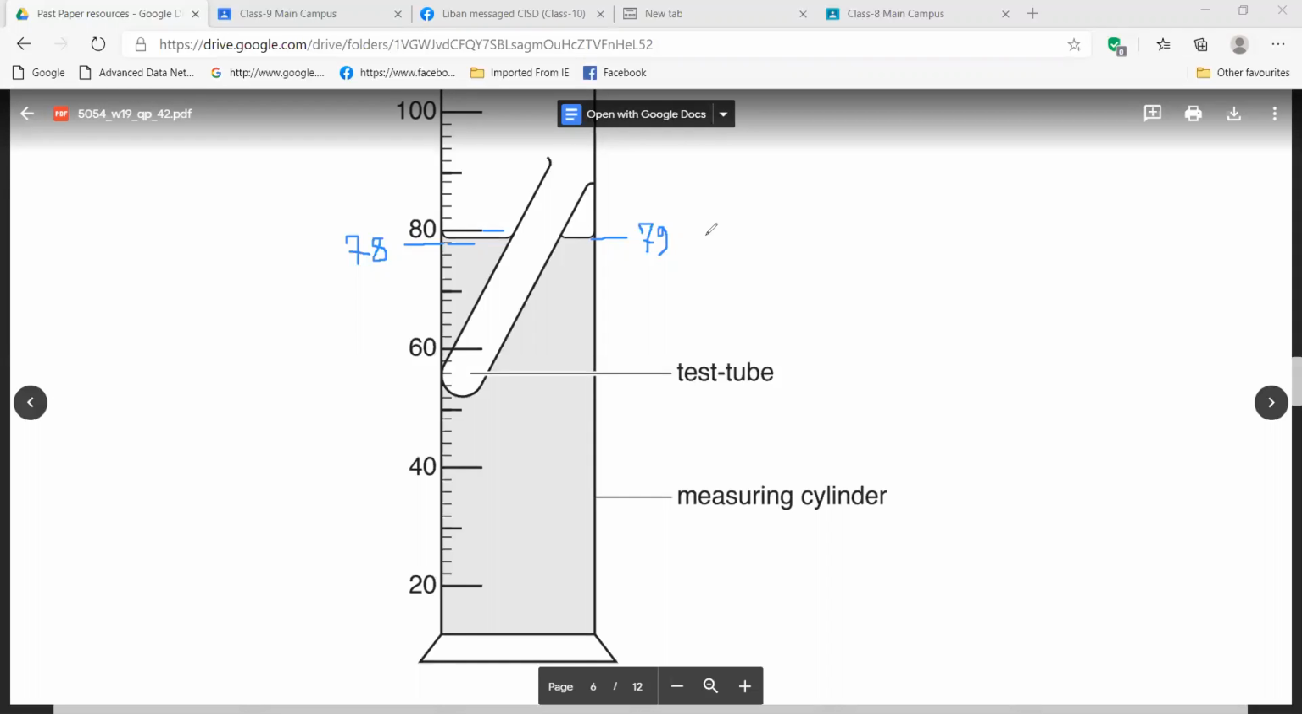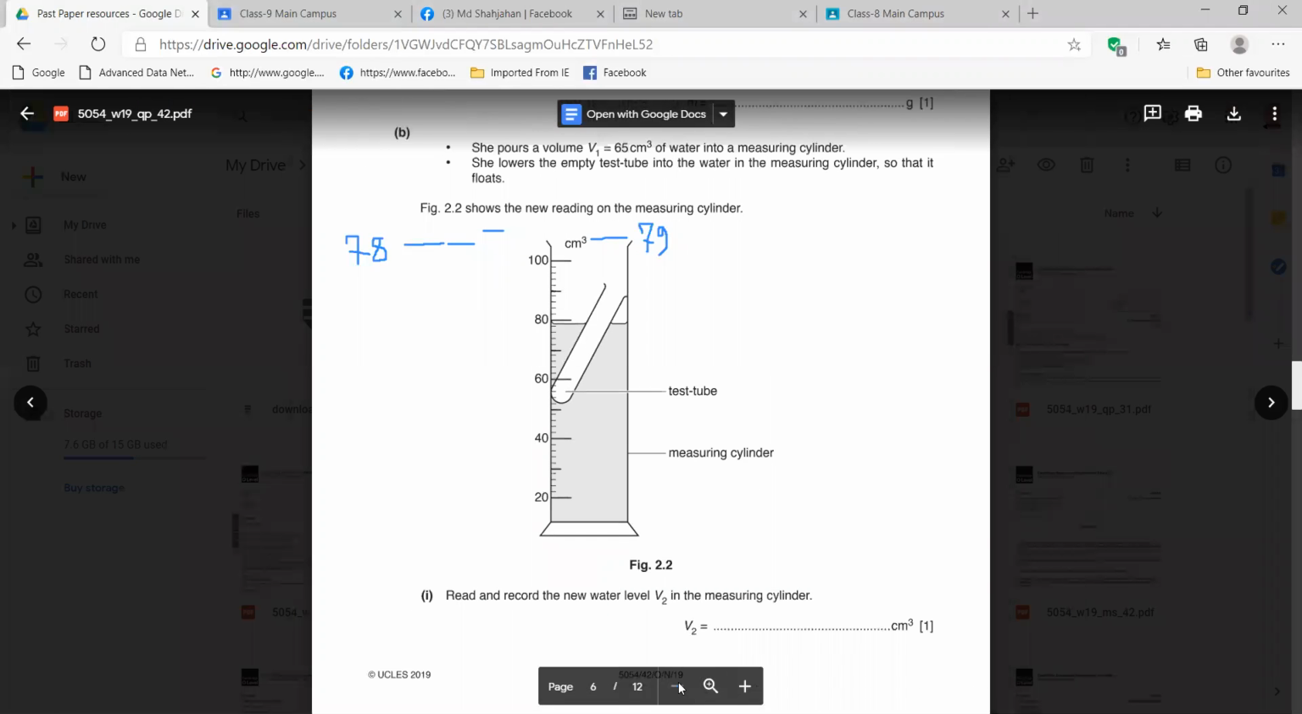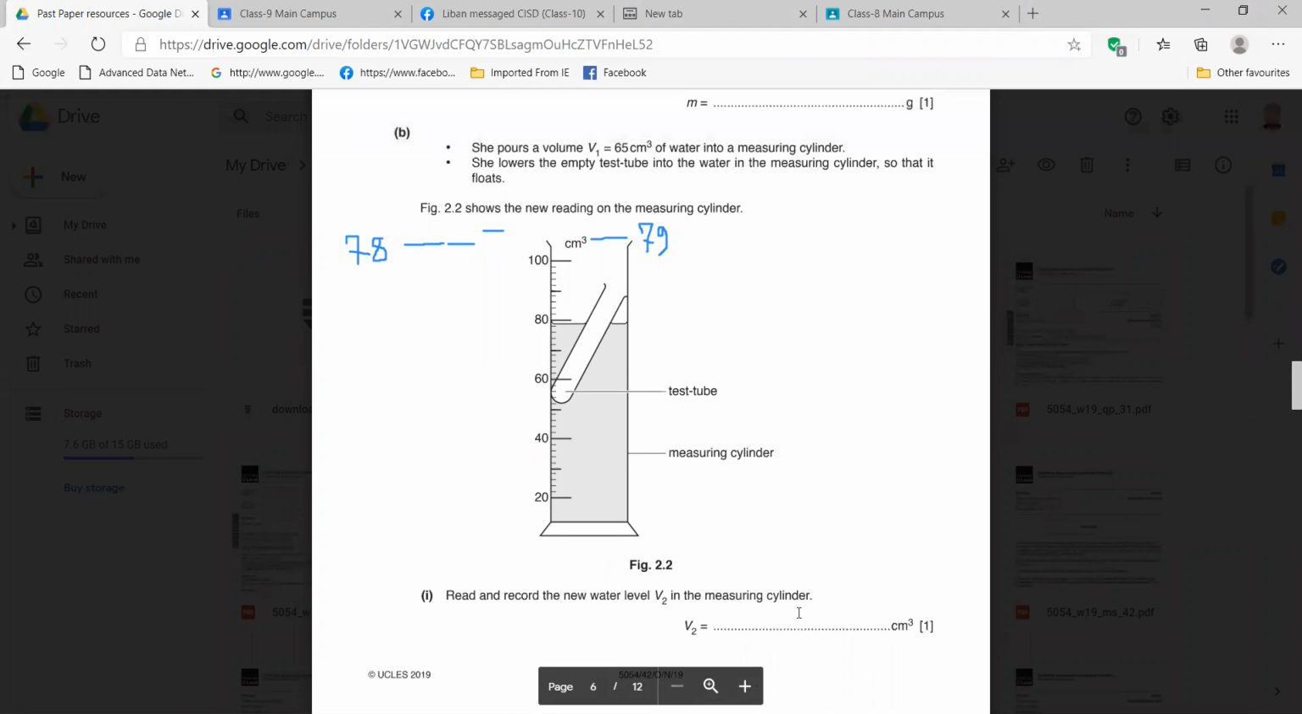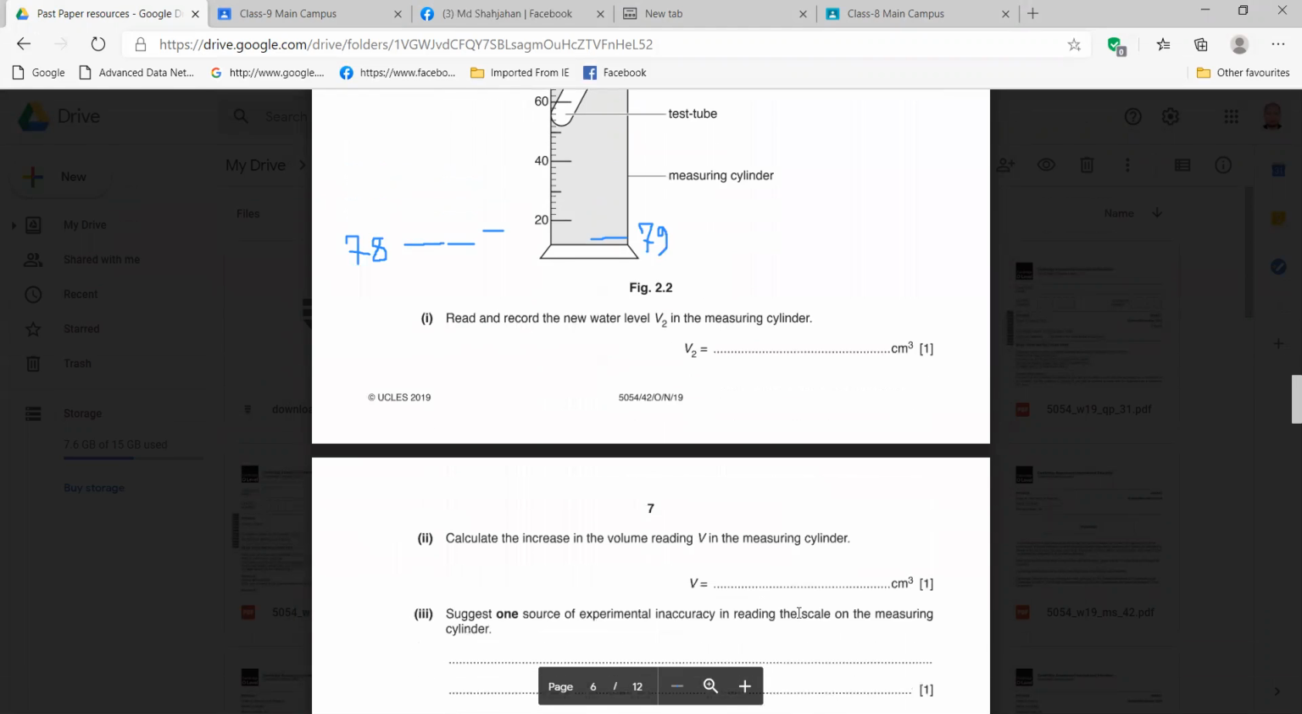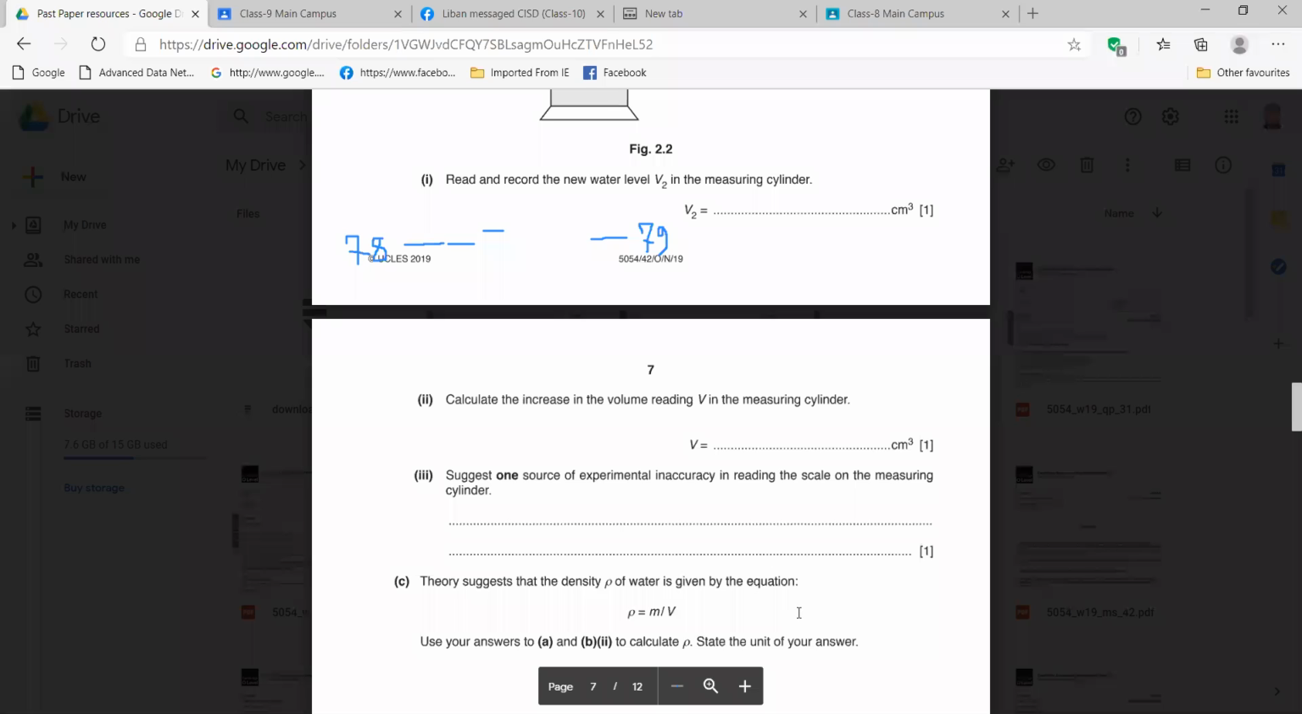So here we can write V2 as 79, right? Can you write? Yes, sir. Then calculate the increase. Can you read it, Saad? Yes, sir. Calculate the increase in volume V in the measuring cylinder.